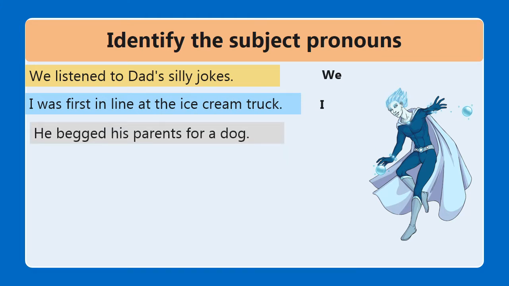Here is a third sentence. Can you tell what is the subject pronoun? Okay, if you guess he, that's correct. But what is the verb in that sentence? Yes, the verb is begged. All right? And so the subject of that sentence is he, and the subject pronoun is he.